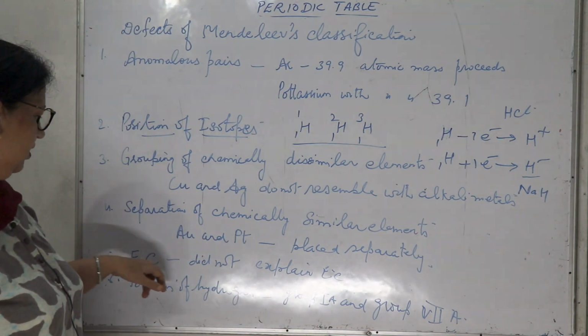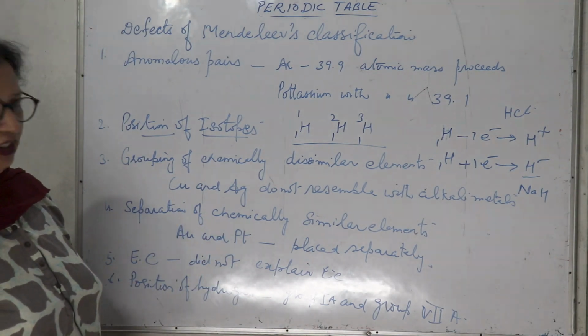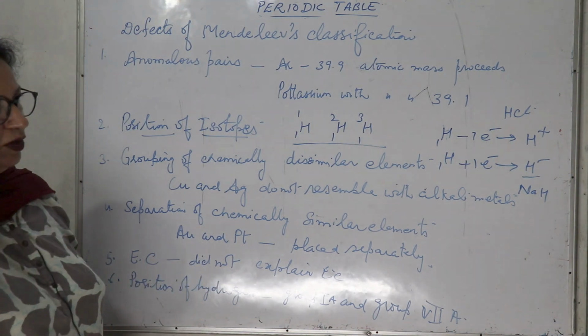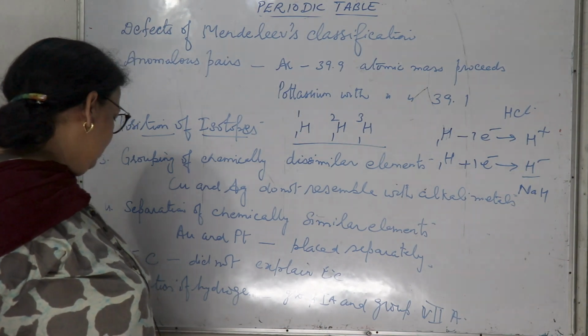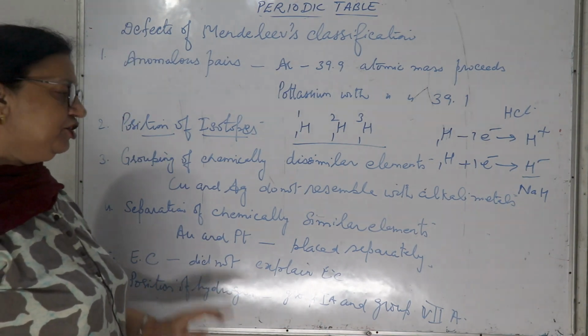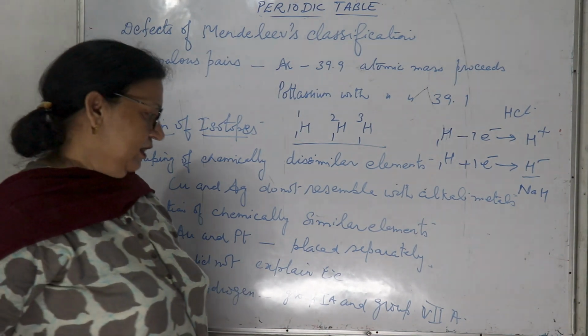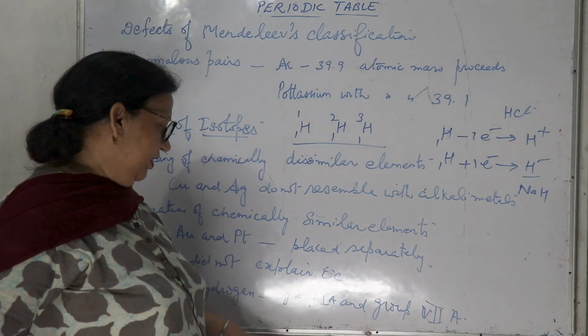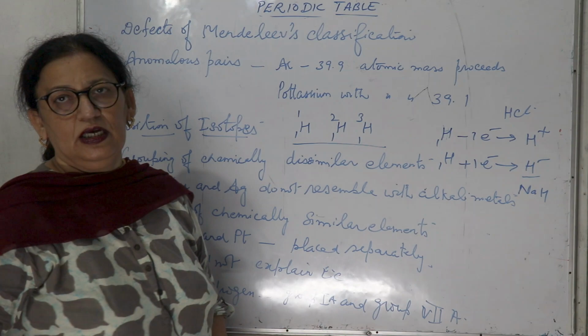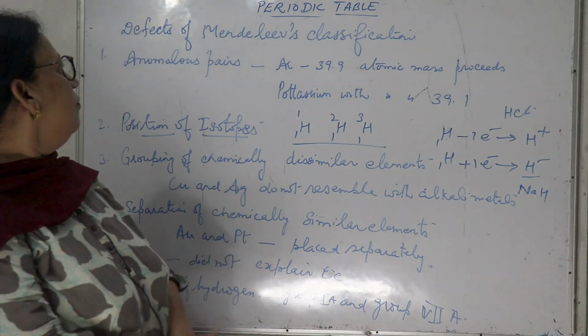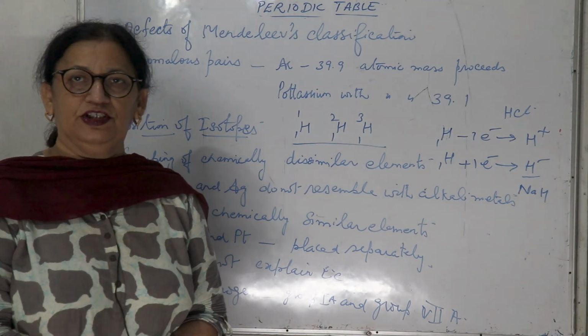Next, fifth one is electronic configuration. He did not explain anything about the electron arrangement of atoms of elements. And last one is position of hydrogen, as it was not clear whether it belongs in group 1A or group 7A. So these are the defects of Mendeleev's classification.